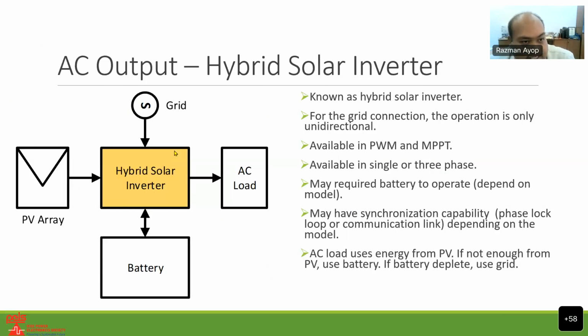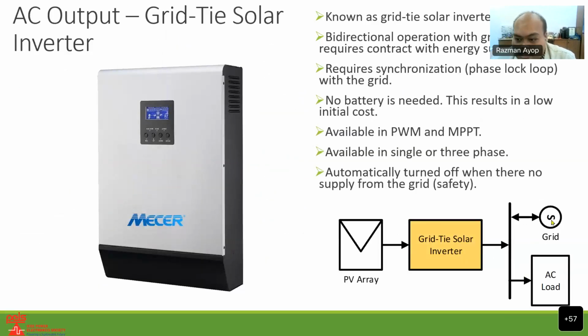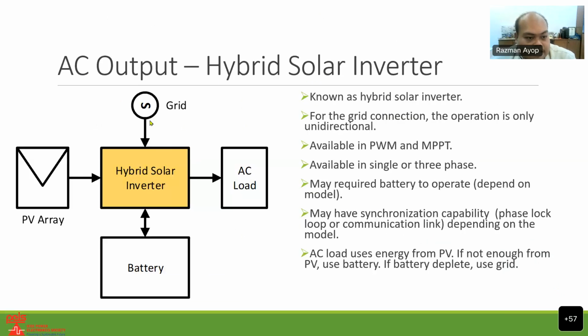This is another type of PV system that you can use, which is the hybrid solar inverter. Here you can see the grid is connected to the converter itself, not to the AC load. So this system is known as a hybrid solar inverter. It is grid connected and operates unidirectionally, which means that you cannot sell and buy energy. It's only one direction.